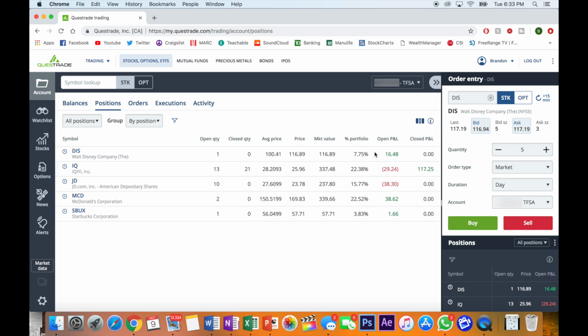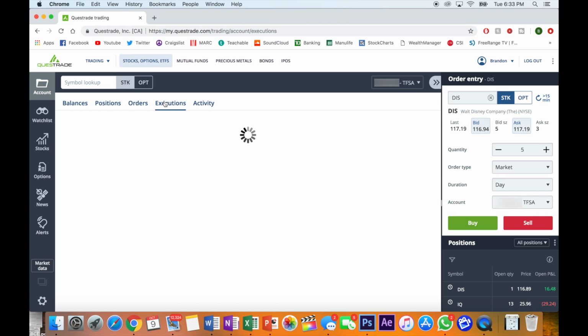Again, this is showing us what positions we currently have open. And this is, again, showing the closed positions. So the only position that I have closed was iQIYI, where I made about $107. Let's quickly go over here. This is probably the last tab that we will look at because the executions tab is very bare.